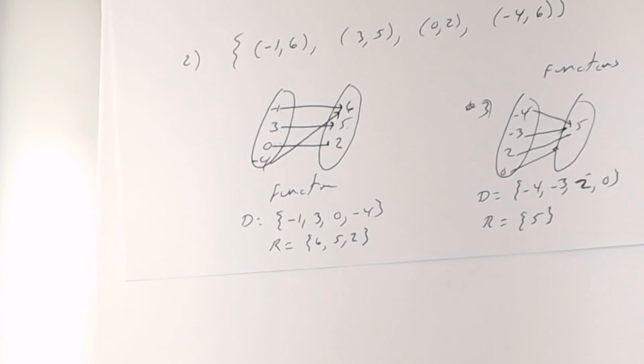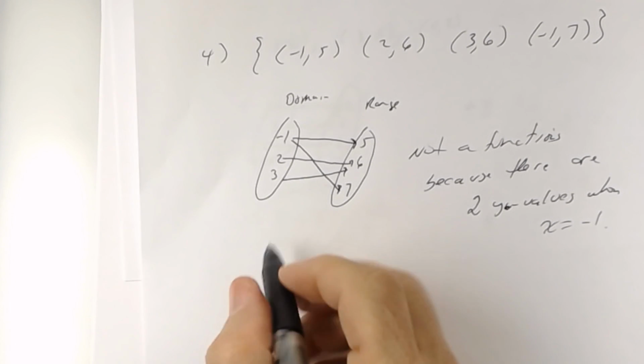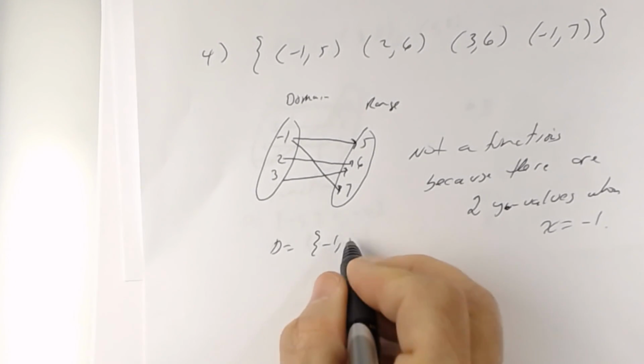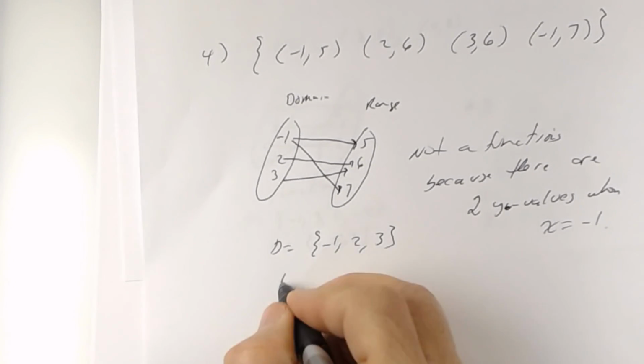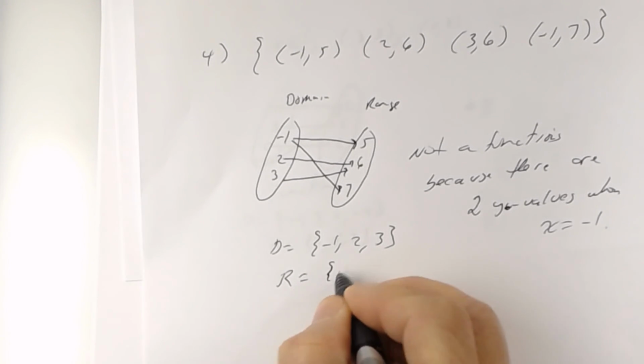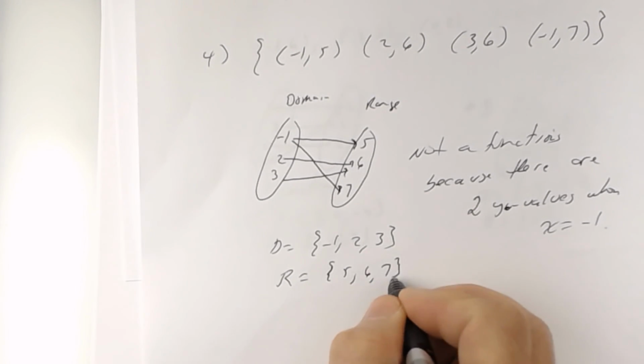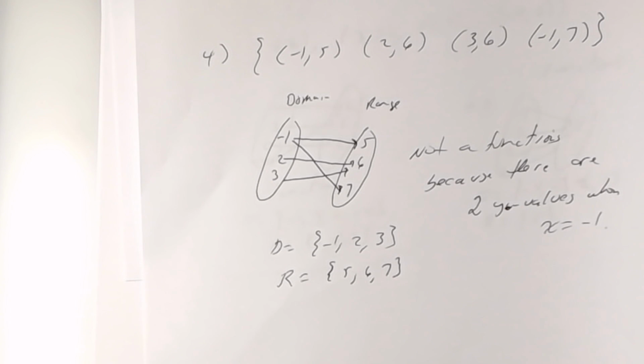Okay? And number 4, what's the domain? -1, 2, and 3. And the range? 5, 6, and 7. Okay? Again, only listed once.